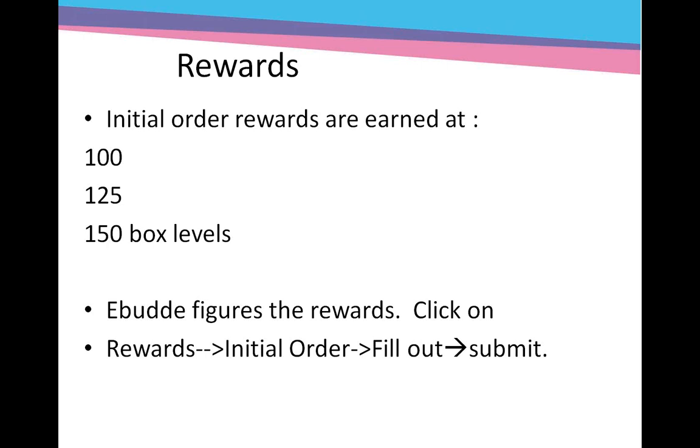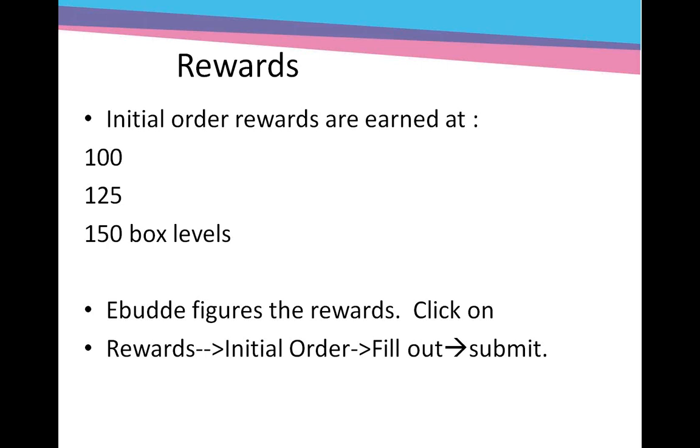A girl who sold 125 boxes is entitled to one of the 100 rewards and one of the 125 rewards. And a girl who sold 150 boxes is entitled to one at each of those three levels. So do be sure you know what she wants, so that you can indicate that in eBuddy. eBuddy will figure all of the rewards. It sees all of what girls have ordered, what they've sold, and it will automatically generate rewards for the girls.